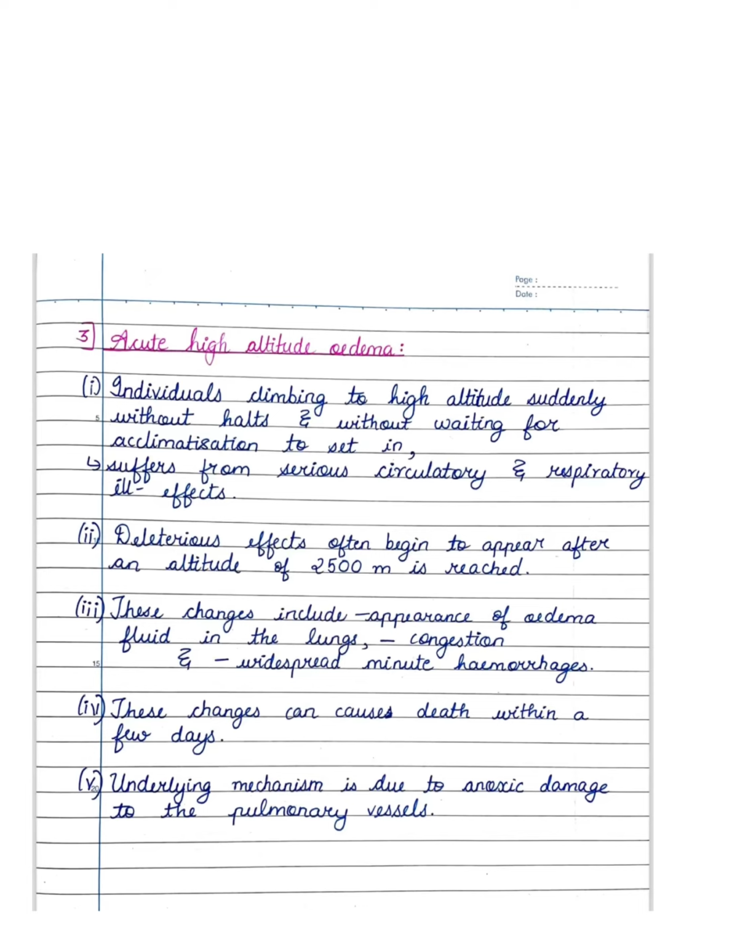Third, acute high altitude edema. Individuals climbing to high altitude suddenly, without halts and without waiting for acclimatization to set in, suffer from serious climatic and respiratory ill effects. Deleterious effects often begin to appear after an altitude of 2500 meters is reached. These changes include appearance of edema fluid in the lungs, congestion, and widespread minute hemorrhages. These changes can cause death within a few days. The underlying mechanism is anoxic damage to the pulmonary vessels.